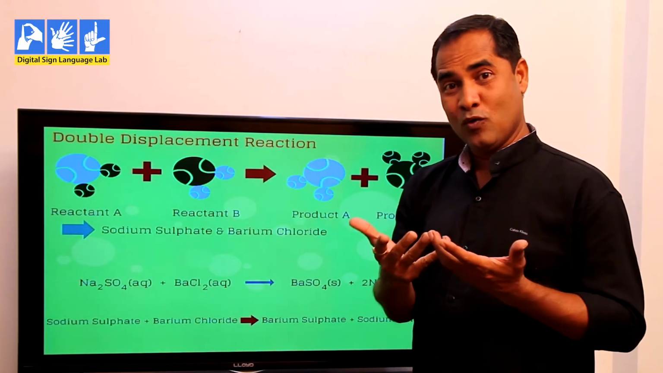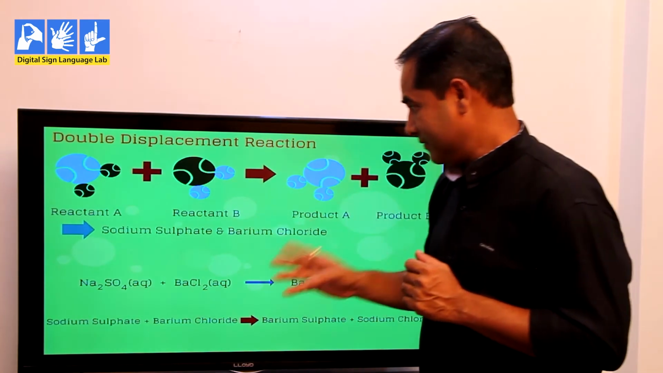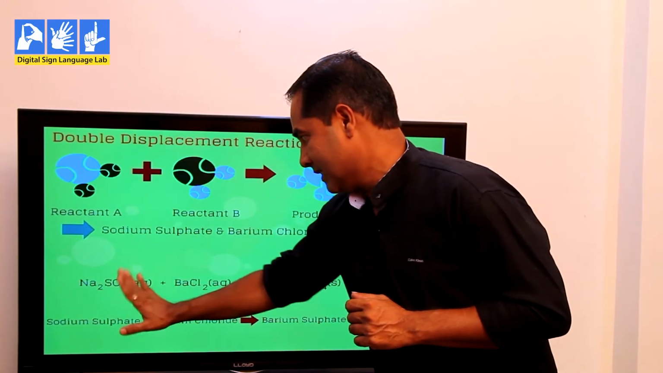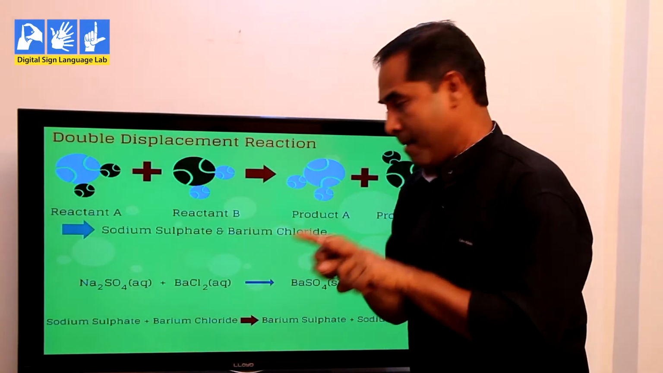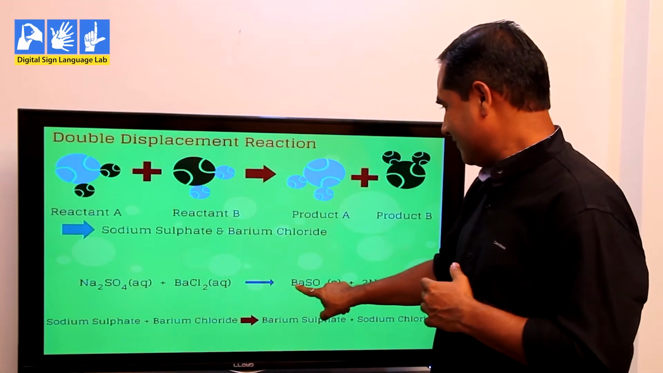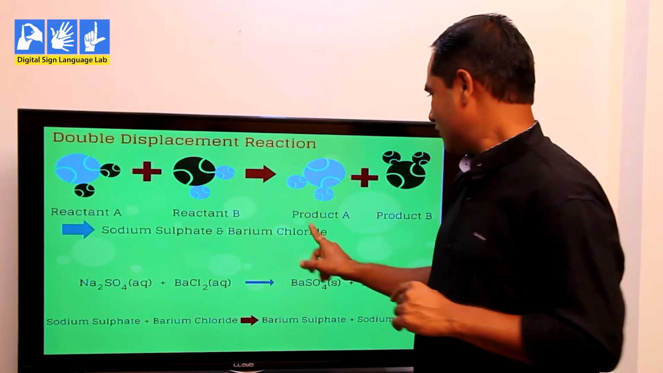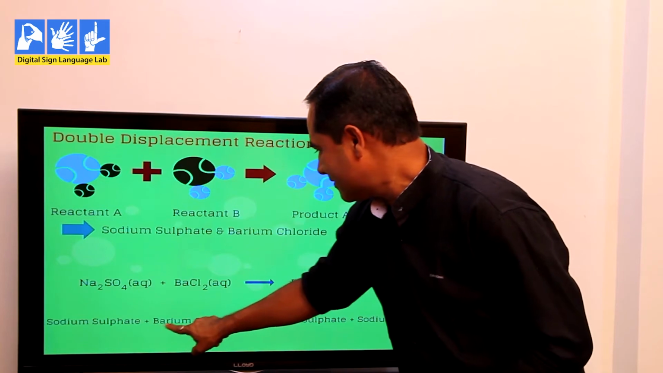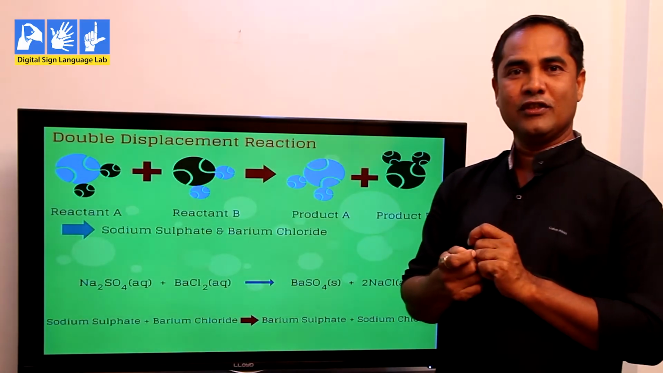Now we'll see how we can write the same in the form of a chemical equation, this double displacement reaction. Na2SO4, that is sodium sulfate, and BaCl2, that is barium chloride. Those are the two reactants. What really happens is we get barium sulfate after the displacement, and sodium chloride. So we have sodium sulfate and barium chloride reacting to form barium sulfate and sodium chloride.